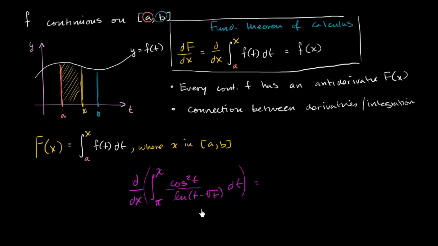You can even pattern match up here, and we'll get more intuition of why this is true in future videos. Essentially, everywhere you see a t, where this is an f of t, replace it with an x, and it becomes an f of x. So this is going to be equal to cosine squared of x over the natural log of x minus the square root of x. You take the derivative of the definite integral where the upper boundary is x right over here. It just becomes whatever you were taking the integral of, that as a function, instead of t, is now a function of x.